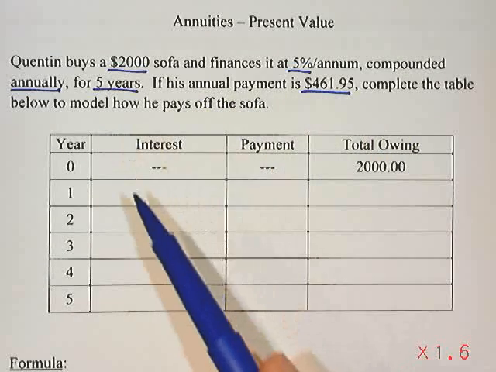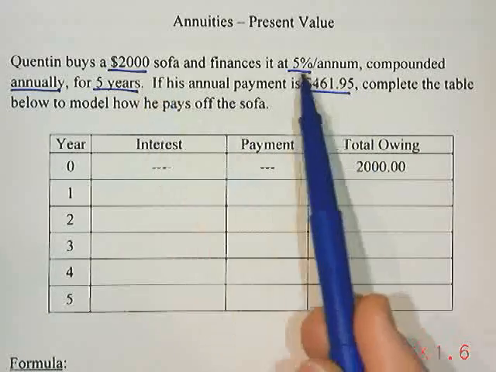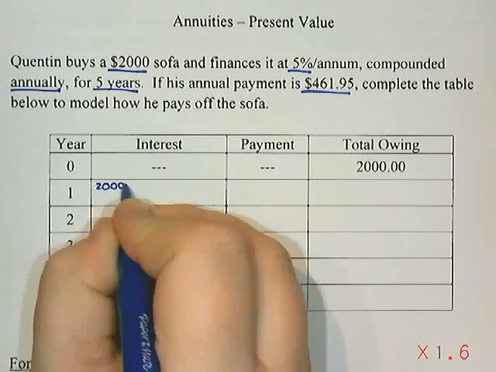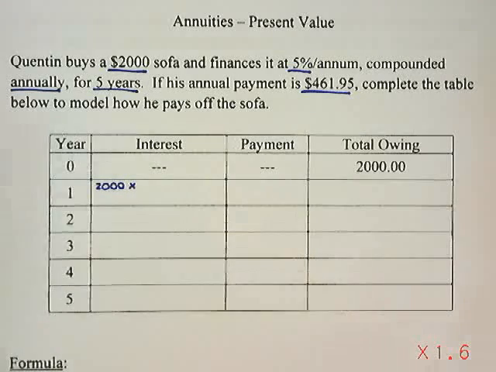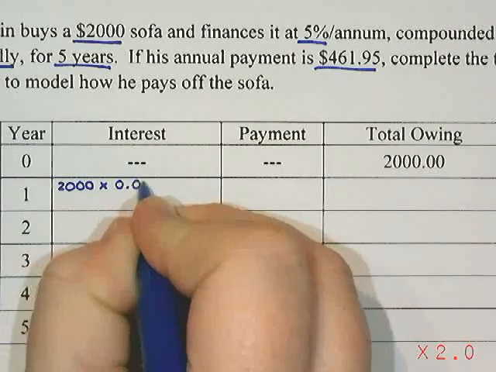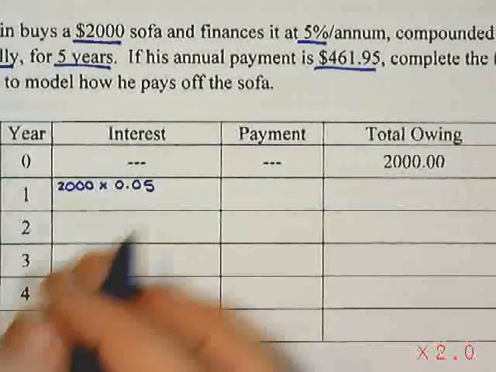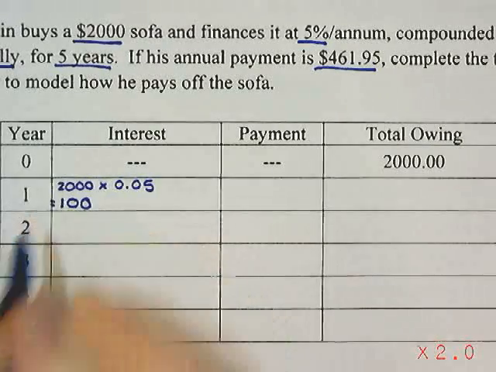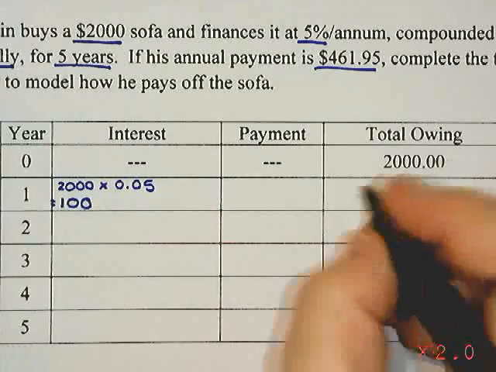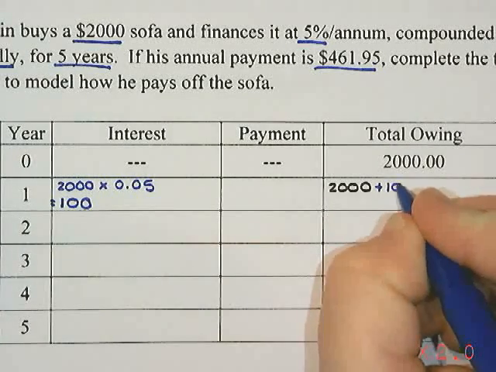In the first year, they charge him interest on the $2,000. They charge him 5% interest. To figure out 5% of this, we take $2,000 times 5 divided by 100, or you times it by 0.05. And we get that he gets charged $100 in interest. So that means he owes $2,000 on the sofa, plus he now owes $100 more in interest.